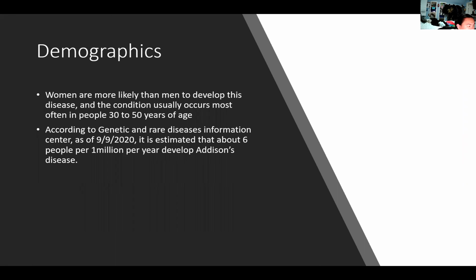So for demographics, women are more likely than men to develop this disease, and the condition usually occurs most often in people 30 to 50 years of age. And according to the Genetic and Rare Diseases Information Center, as of 9/9/2020, it's estimated that about 6 per 1 million people per year develop Addison's disease.